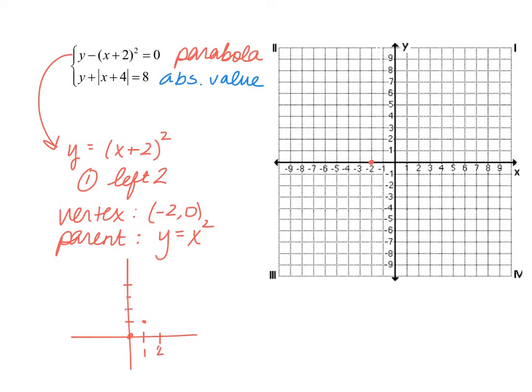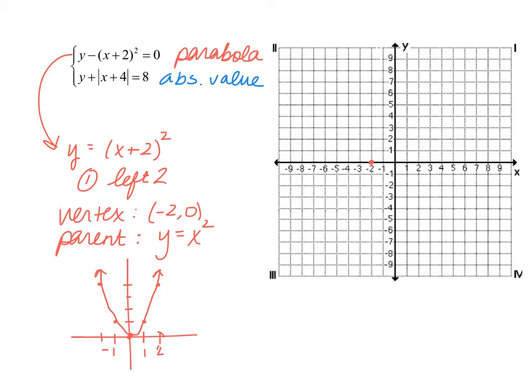So from the vertex, we would go to the right 2 and up 4. And then same on the other side. From the vertex, if we were to go left 1, then we go up 1. And if we were to go left 2, then we would go up 4. That's the review part of graphing a basic y equals x squared parabola, because we're going to use that same strategy here for the parabola that's been shifted left 2.